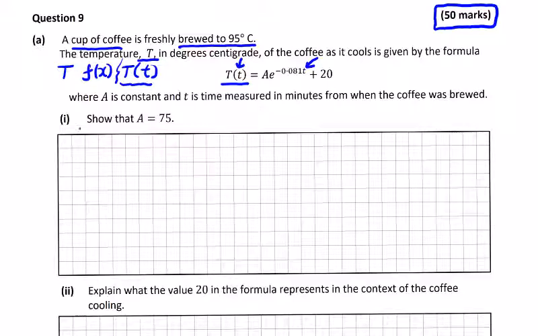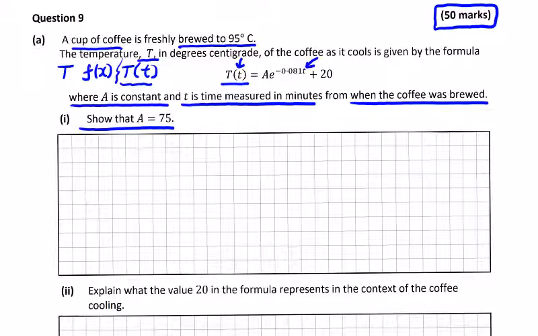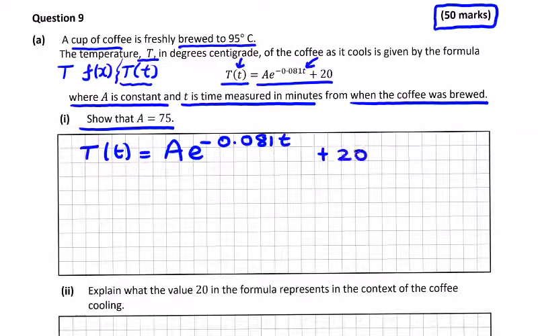So part A is show that A is 75, and it says here A is constant and t is time measured in minutes from when the coffee was brewed. So T of t is equal to this whole expression. I would always recommend write that out straight away. T of t is equal to A e to the power of minus 0.0881t plus 20. Now don't put the plus 20 up here as some people did in the exam. The plus is clearly not beside the t.